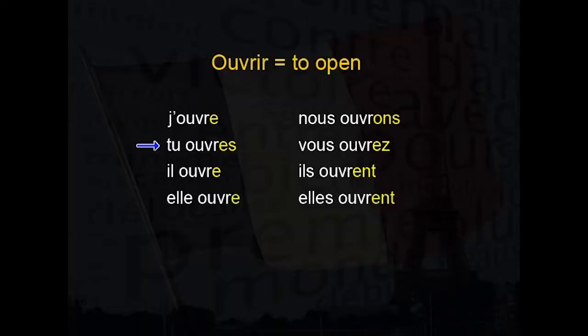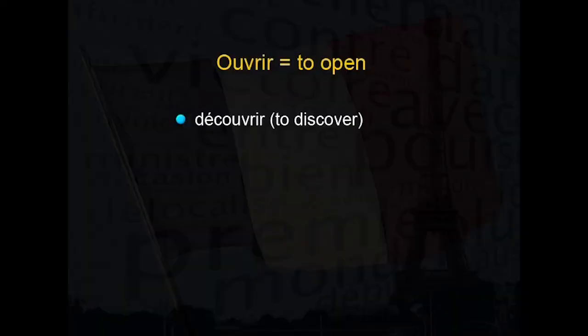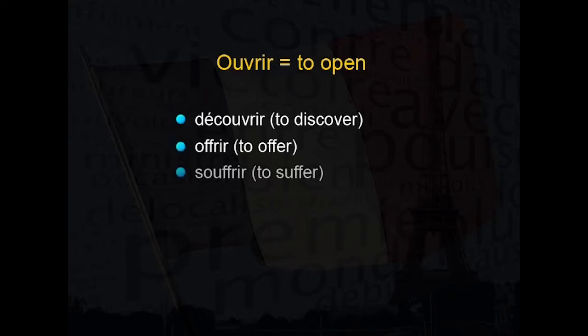Here's the complete conjugation. J'ouvre, tu ouvres, il ouvre, elle ouvre, nous ouvrons, vous ouvrez, ils ouvrent, elles ouvrent. As you can see, the endings that are highlighted are the endings that correspond to the first group verbs. This same rule applies to a number of irregular IR ending verbs, such as découvrir, which means to discover, offrir, which means to offer, and souffrir, which means to suffer.